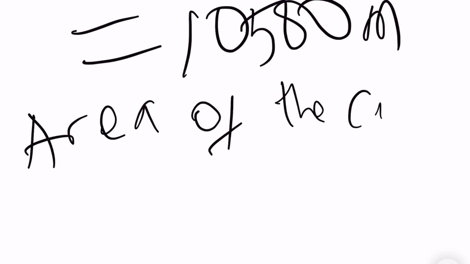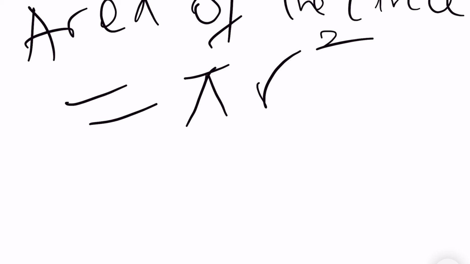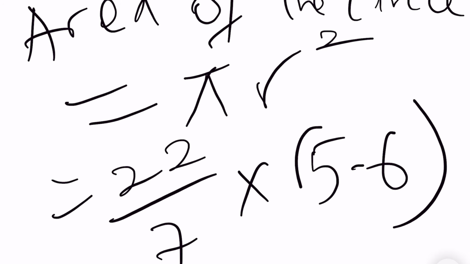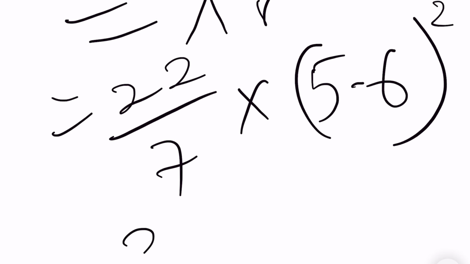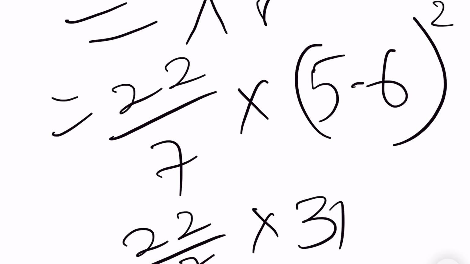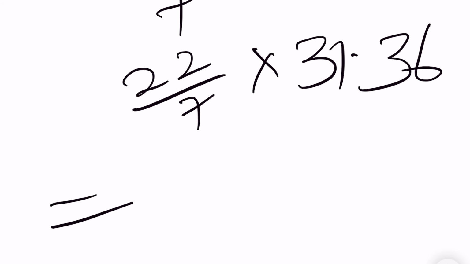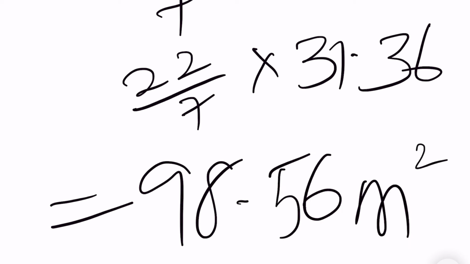And the area of the circle is pi r squared, where we have it to be 22/7 times 5.6 squared. So when we solve our 5.6 squared, we have it to be 31.36. And when we solve this, using our calculator, we have it to be 98.56 meters squared. Now we've gotten the area of our circle and the area of the rectangle.